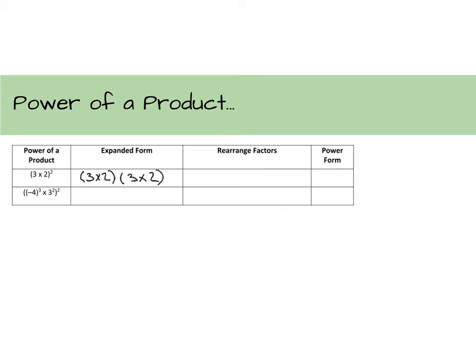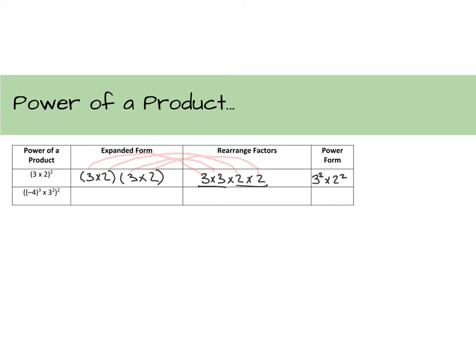Now we're going to rearrange those factors. So we have 3 multiplied by 3 multiplied by 2 multiplied by 2. Here you'll notice simplifying just means rearranging. So I move my 3s together, and then I move my 2s. All those factors are there, they're just in a different order so that it's easier to see that we have 3 squared and 2 squared. 3 squared multiplied by 2 squared.